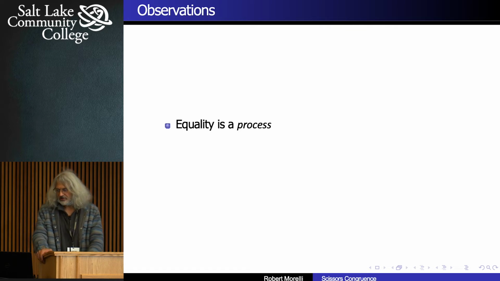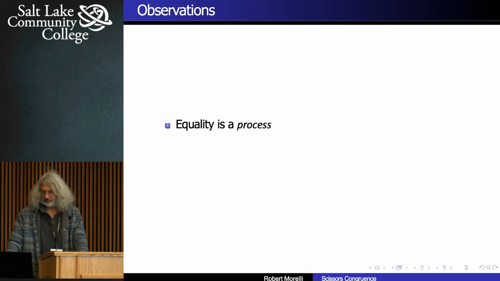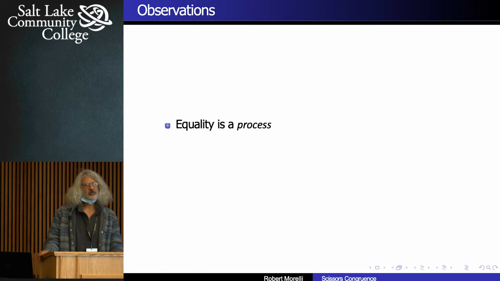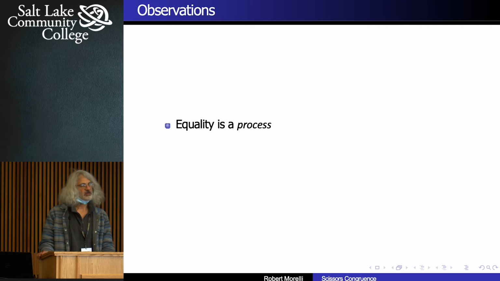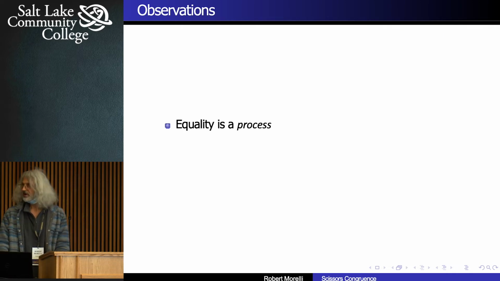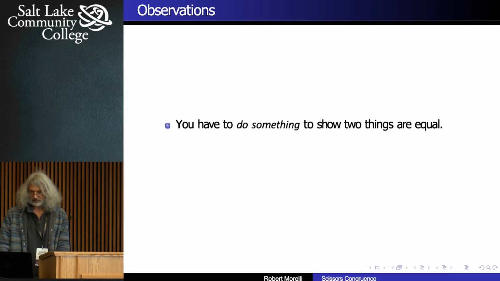Another thing to note about this is that equality is a process. Equality is not something static. You don't just glance at two things and decide instantly whether they're equal. It's certainly not obvious that the Pythagorean theorem is true. We don't just glance at a right triangle and suddenly it pops into our head that c squared equals a squared plus b squared. There's some kind of process involved in bringing those pieces together. You have to do something to show two things are equal.